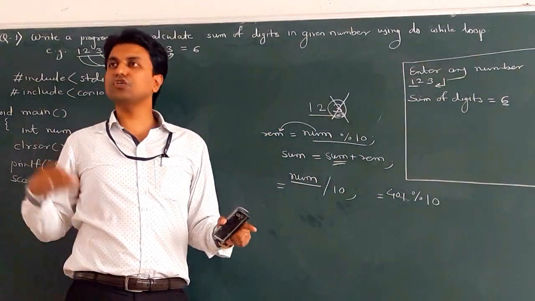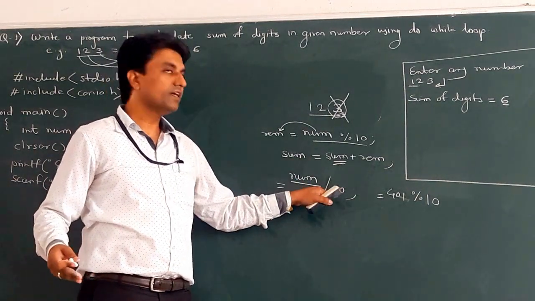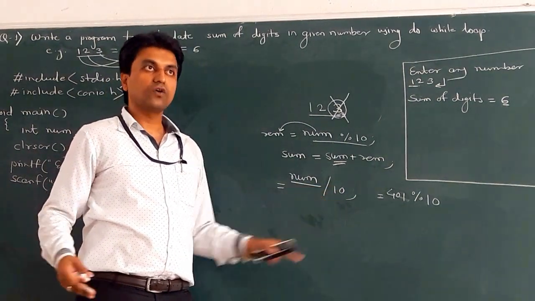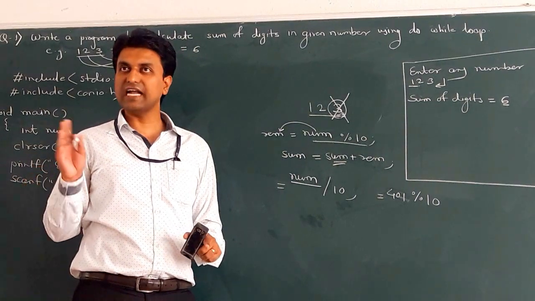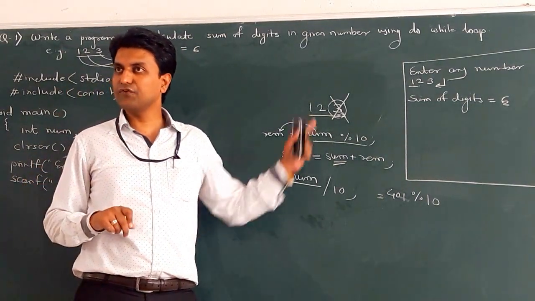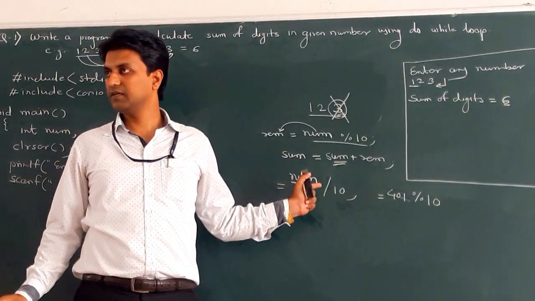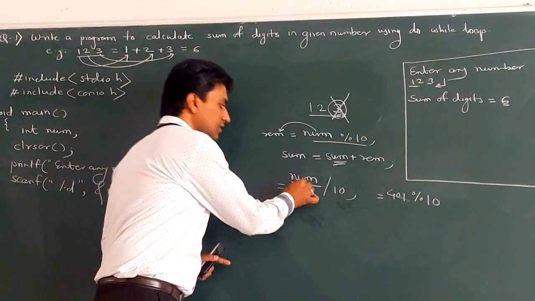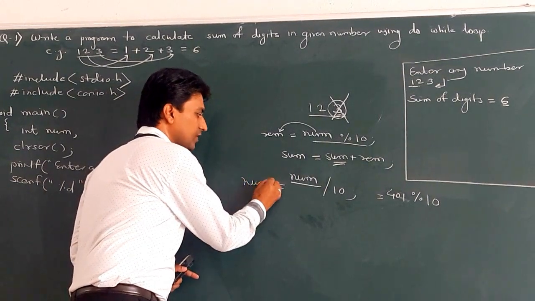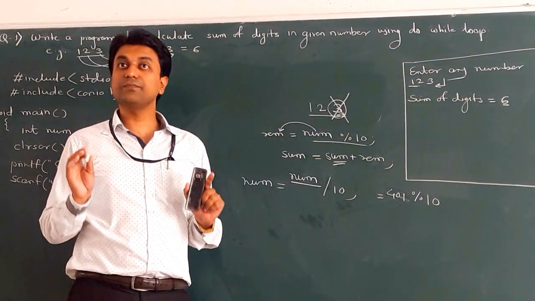Division operator gives you the quotient. So 123 divided by 10, the quotient is 12. That means the last digit of your number gets deleted or discarded from the number. This is the third step: save this into the num variable. Clear? This is the pattern.